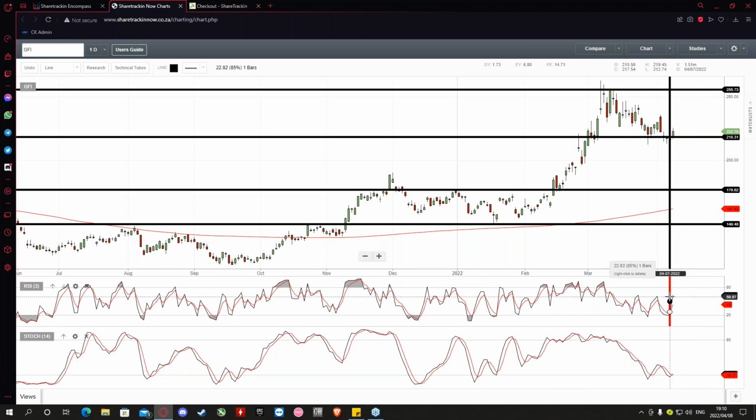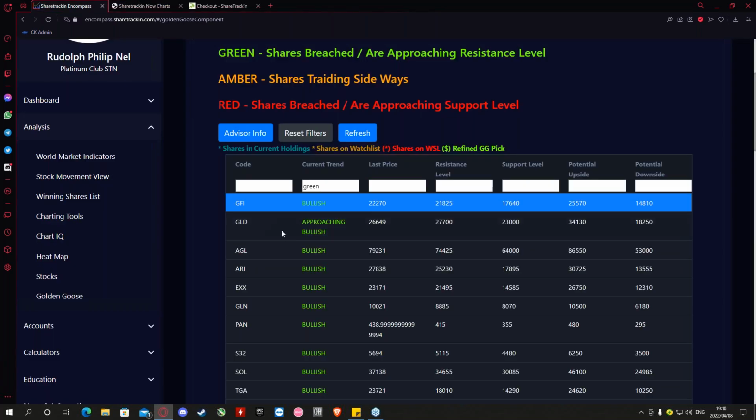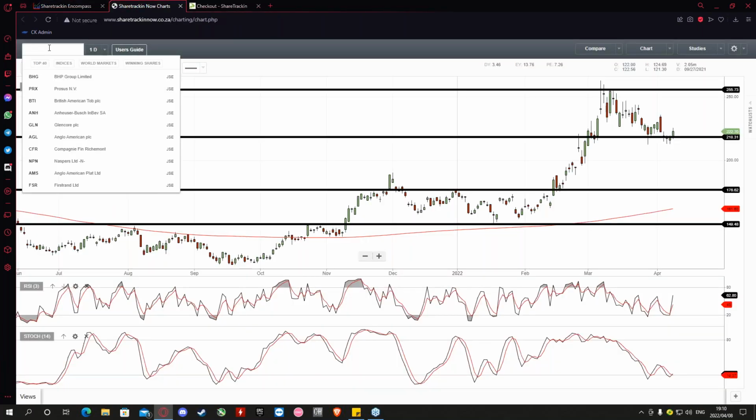All right. So, and you can look at any other share. Okay. If we take GLD, for instance, this one is approaching its level. So the current price is 266.49, and the resistance level is on 277.00. So that is GLD.